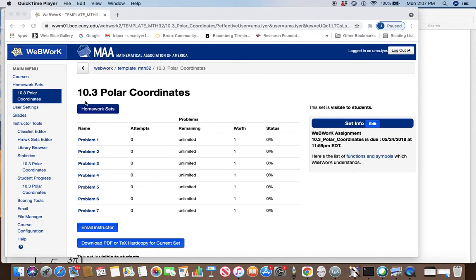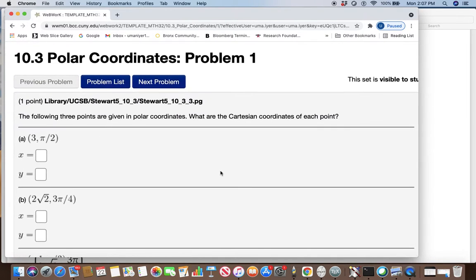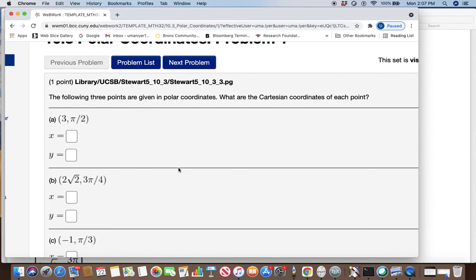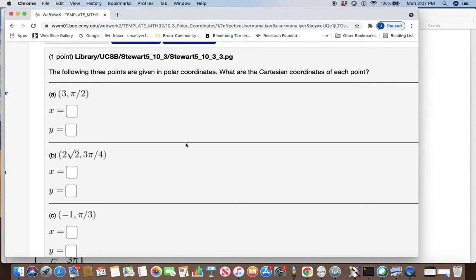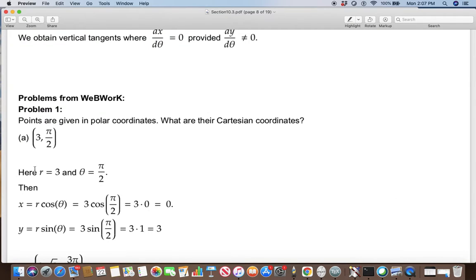Welcome back. We now work on Section 10.3 Polar Coordinates Problems from WebWork. Problem 1. The following 3 points are given in polar coordinates. What are the Cartesian coordinates for each point?